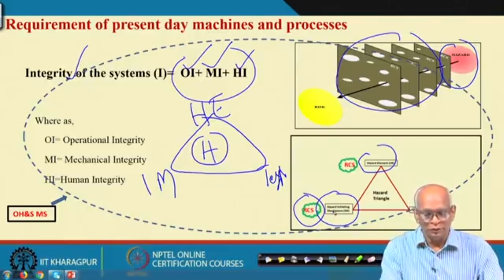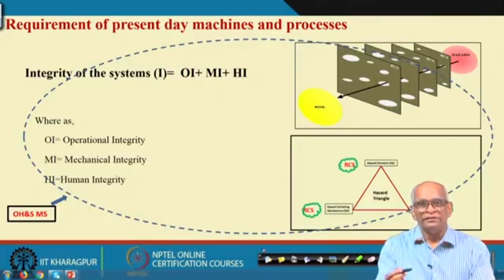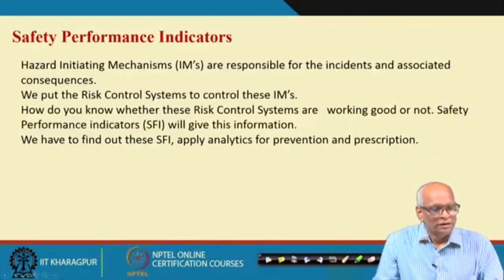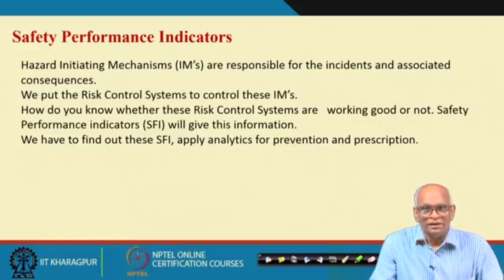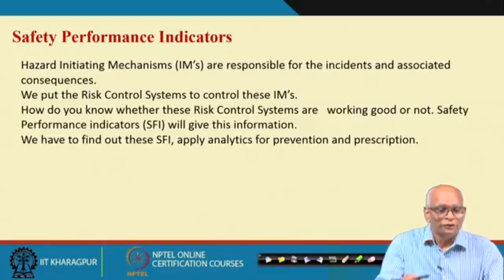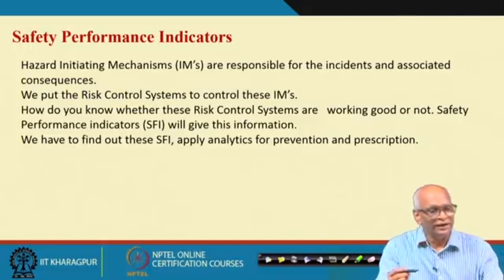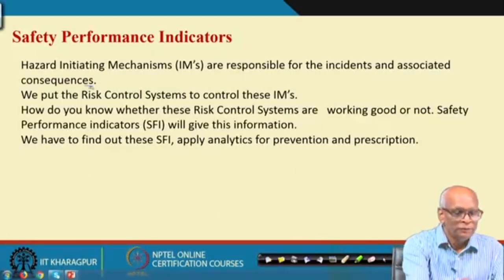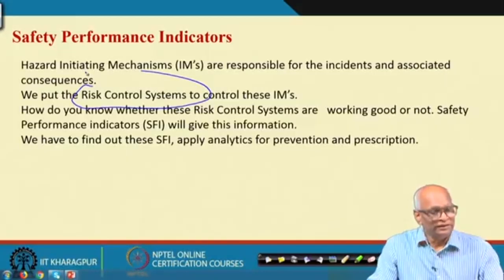How we are going to find out the safety performance indicators, we will talk now. The hazard initiating mechanisms are responsible for the incidents and associated consequences. Hazard is there everywhere as the technology increases. The initiating mechanism is the thing which will initiate the hazard. Hence, we put risk control systems to control these initiating mechanisms.